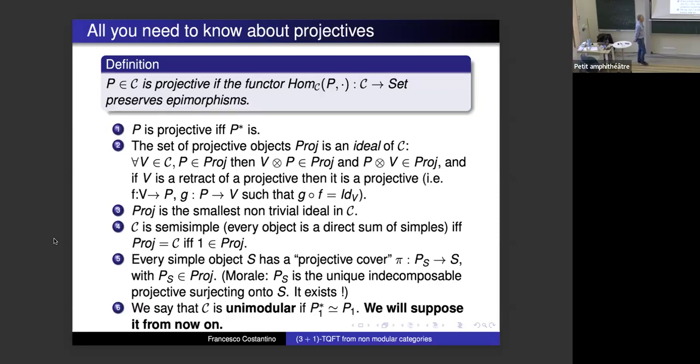So finally, we say that the category is unimodular if, when looking at the projective cover of the trivial object, which I just told you exists, it turns out to be self-dual. Okay, that's the definition. So from now on, I will suppose that the category is unimodular. Okay, the construction applies for the moment only to these categories. Questions?